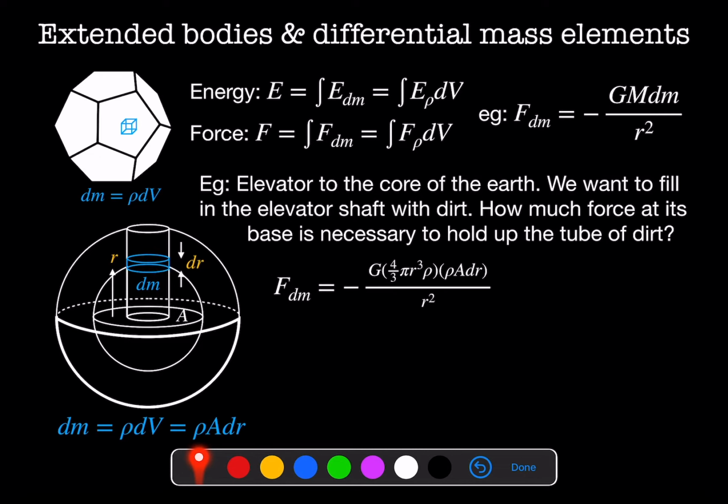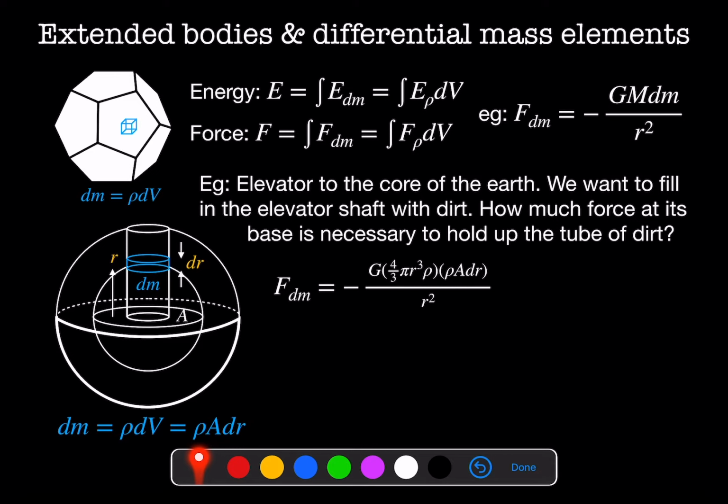So we've got G times 4/3 pi r cubed, the volume of this inside sphere, times rho, the density of the Earth, which we'll assume is the same as the density of the dirt. The differential mass element here has mass rho times A times dr, and it's divided by r squared.